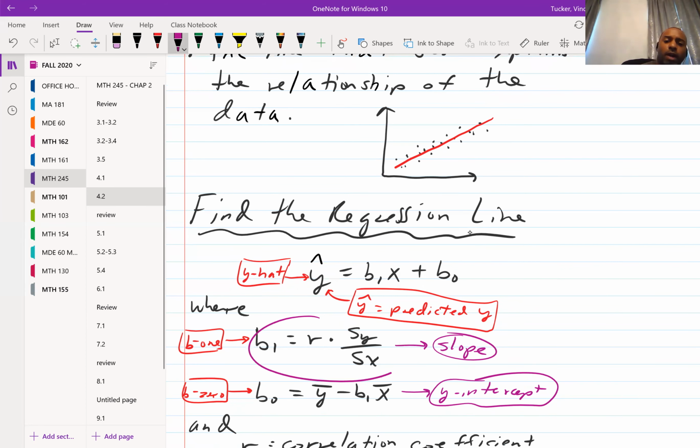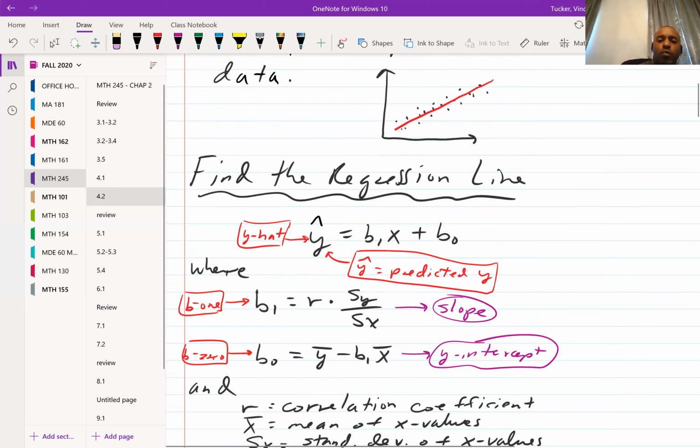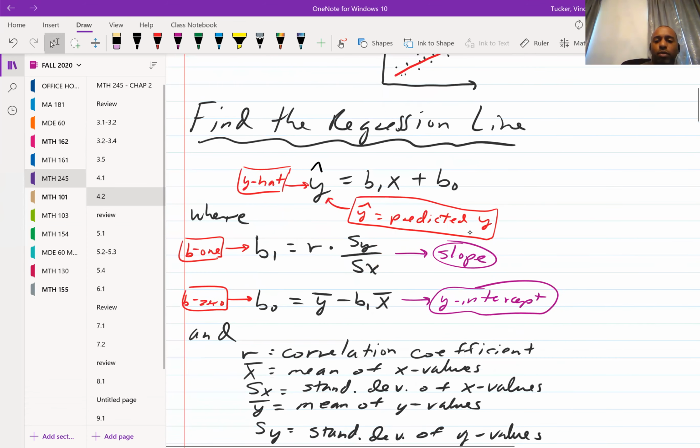So right here, b1, or b sub 1, the way you would calculate that is by taking r, your correlation coefficient, multiplying it times s sub y over s sub x, the standard deviations of your y values and x values. And then b0, or b sub 0, or b naught, depending on what different books use as the terminology, is going to be y bar minus b1 times x bar.